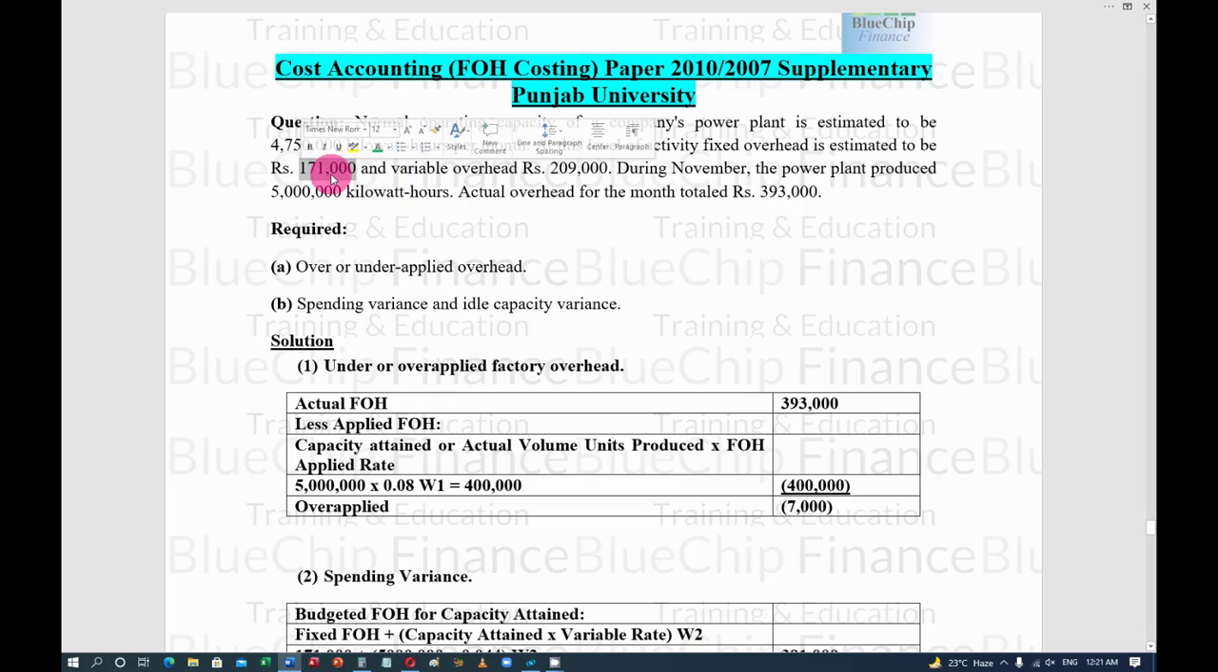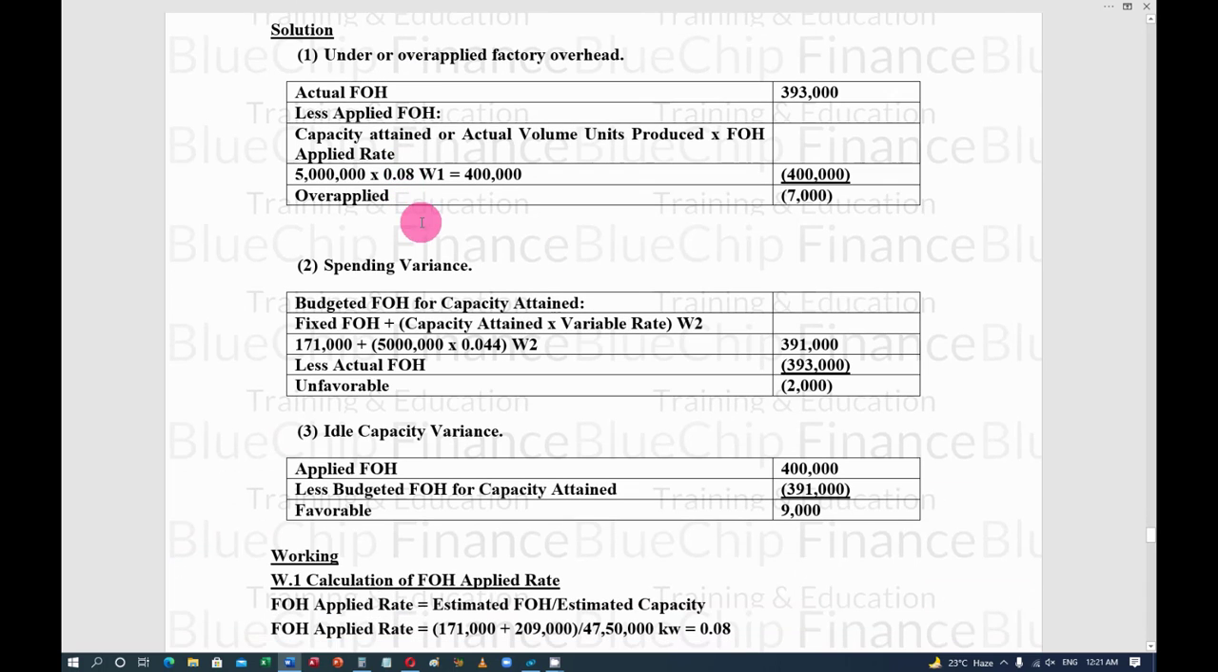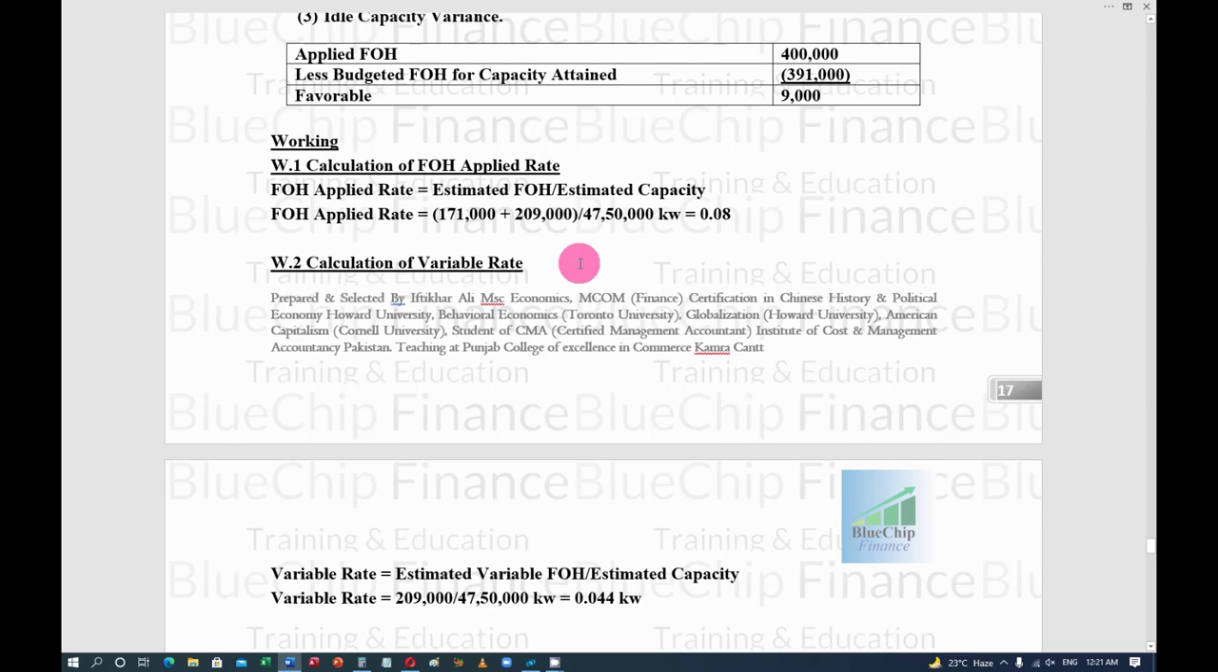The total budgeted FOH, 171,000 plus 209,000, divided by 4,750,000, which is equal to 0.08. So that is your FOH applied rate or absorption rate, which is equal to 0.08.